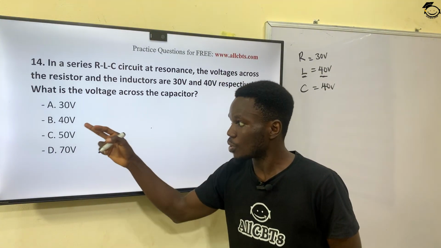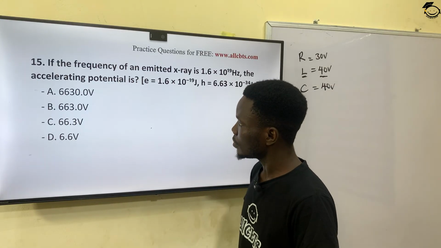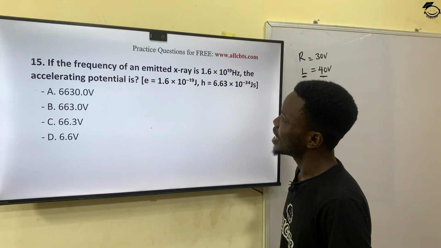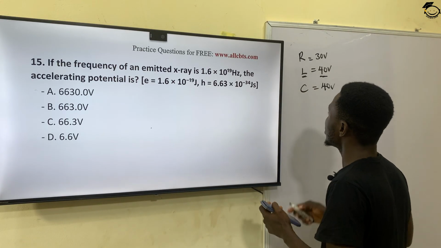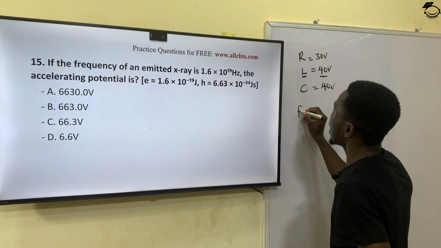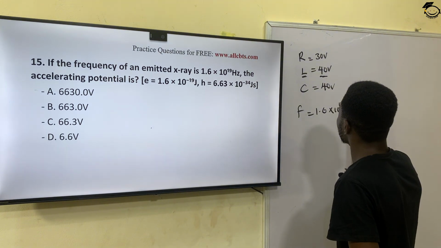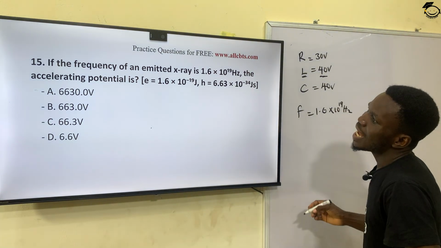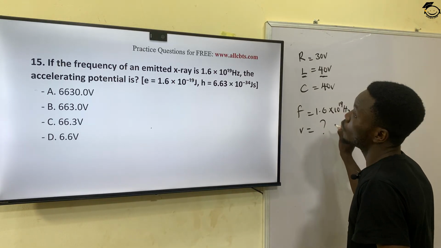So the correct answer to this question is option B, which is 40 volts. So that is also question number 15, which says, if the frequency of an emitted X-ray is, so we are given the frequency as 1.6 times 10 raised to power 19 hertz. The accelerating potential is, so we're looking for the accelerating potential, we do not know.